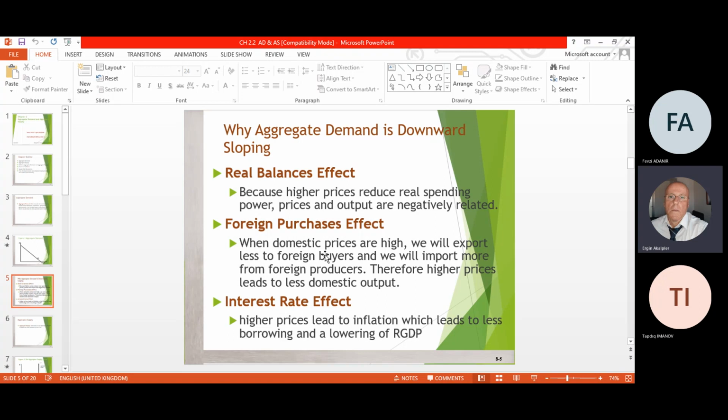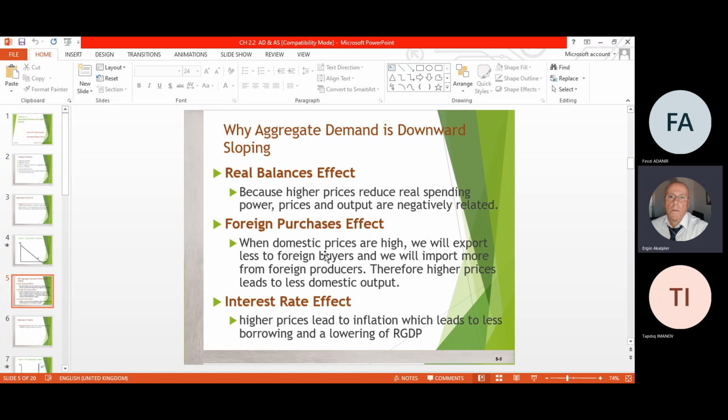And this is then the reason, because inflation is in the market, and the real balance effect. It says that higher prices reduce the real spending power. As I said, the purchasing power of the consumers is becoming smaller, and prices and output are negatively related, because I showed you the relationship between inflation, the so-called price, and the quantity is negative. And the foreign purchases effect is also an issue; as I mentioned to you, the exchange rate is negatively affected, as I mentioned at the beginning of the lecture.